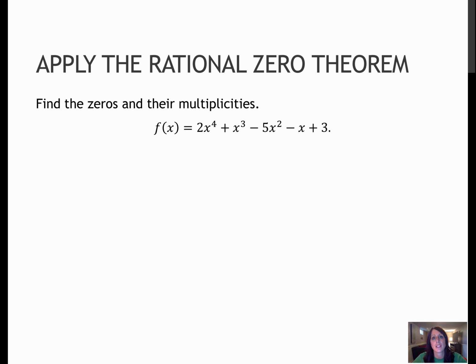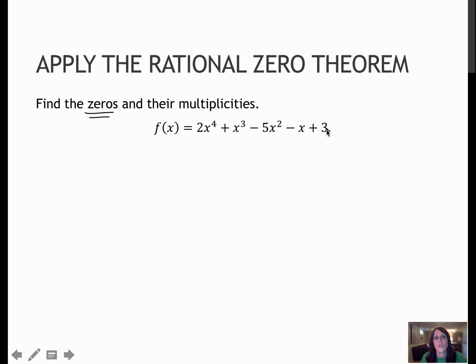Now that we've had a chance to practice what the possible rational zeros are, now we have to put it to work. So now I have this polynomial, and my job is to find the zeros and their multiplicities. To find the zeros means I have to factor this down as much as possible, and I can't factor something that has 5 terms. And so this is where I'm going to use my rational zero theorem.